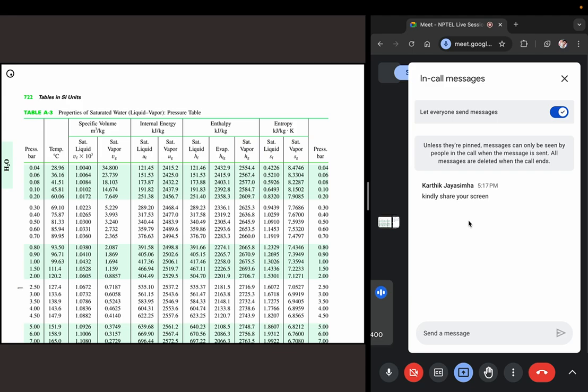One, we do not have the properties at 2.75 bar, and we were required to find U. So we know the dryness fraction, so we'll be using these values. First do a linear interpolation to find the value of UF and UG, and then you use the vapor fraction to calculate the value of U. The other one is the 10 bar pressure.